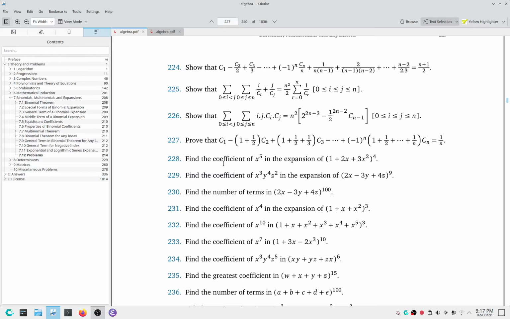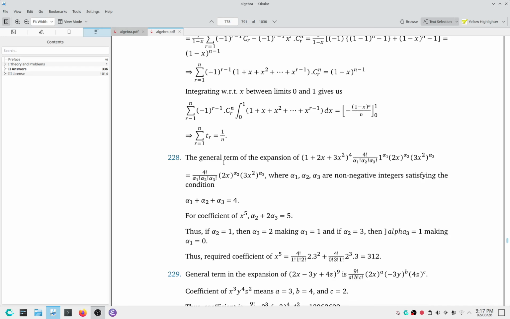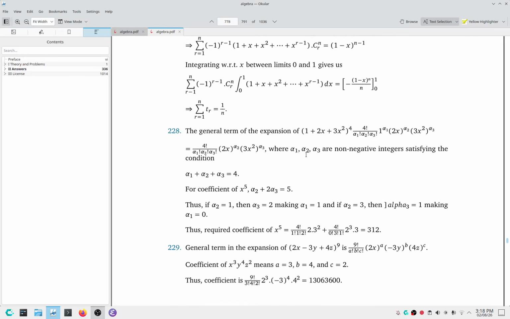Question 228 says that find the coefficient of x to the power 5 in the expansion of (1 plus 2x plus 3x square) to the power 4. The general term in the expansion of the given multinomial is 4 factorial upon alpha 1 factorial times alpha 2 factorial times alpha 3 factorial, 1 to the power alpha 1, 2x to the power alpha 2, 3x square to the power alpha 3. So alpha 1, alpha 2, alpha 3 are non-negative integers satisfying the condition alpha 1 plus alpha 2 plus alpha 3 is equal to 4.